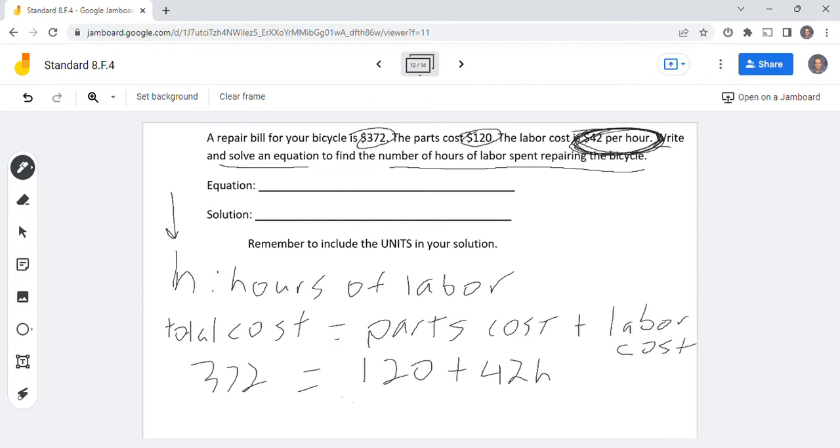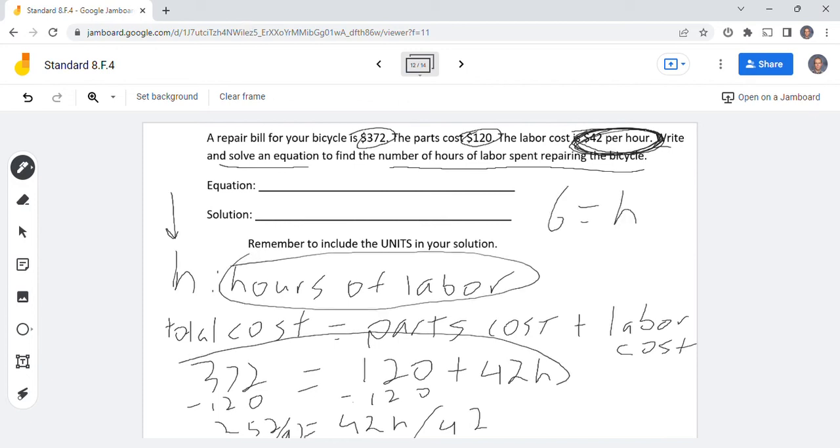So we're going to solve this by subtracting 120 from both sides. Subtract 120 over here. We end up with 252 and 42h. Finish this out by dividing by 42 on both sides. 252 divided by 42 on the left-hand side is what we need, and that gives us a total of 6. This equation is what should go here in that blank. And the solution, I'm going to write h equals 6 with the label of units, hours.